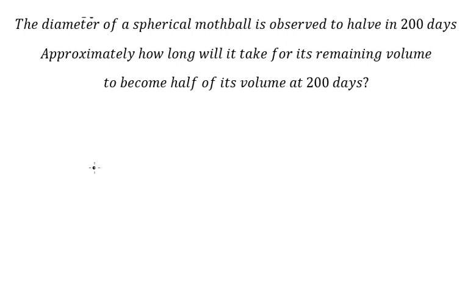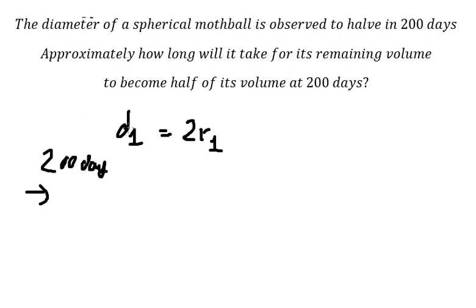The diameter of the spherical mothball is observed to halve in 200 days. I will put about the number 1. This is the original, which equals to true or number 1. After 200 days, this one will become a half. So that means we have this one like this.